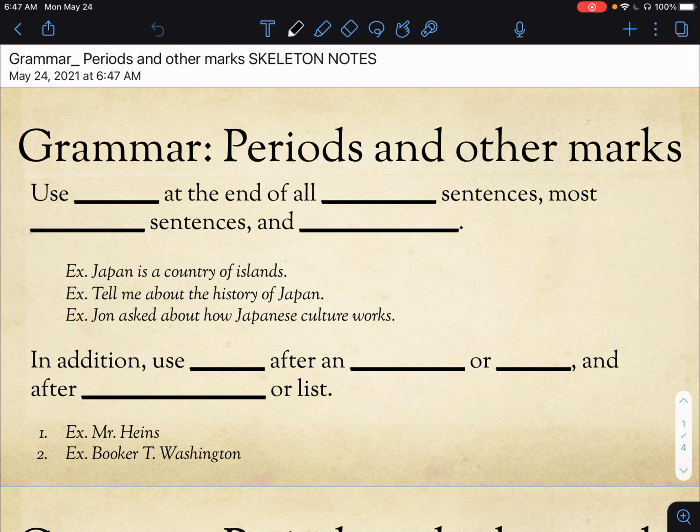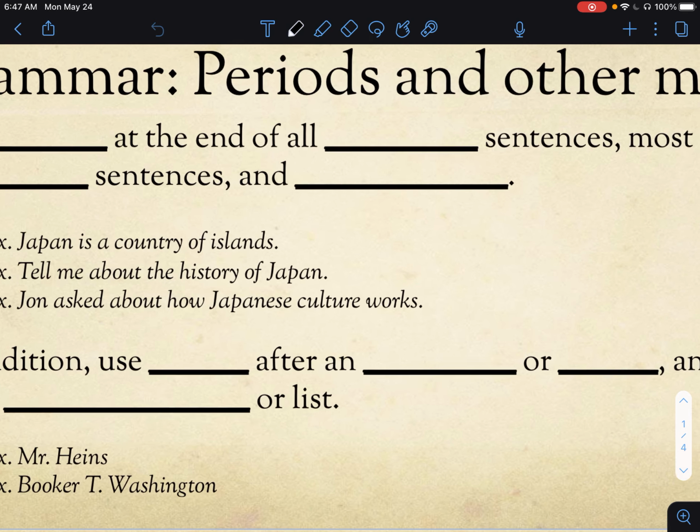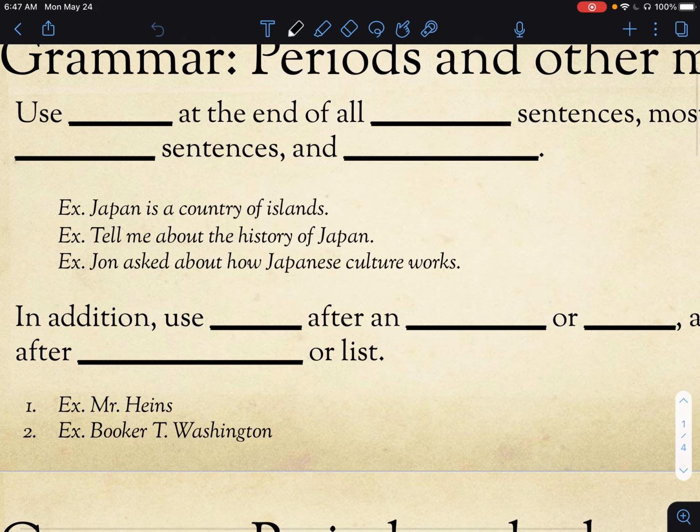Today, we're going to talk about periods and other end punctuation marks. So, this one's going to be pretty straightforward. You probably know most of these, but I'm going to just make sure that you know. We're going to review every part of this, okay? So, there are two slides to this. Go ahead and make sure that these are either in your notebook or in Notability.